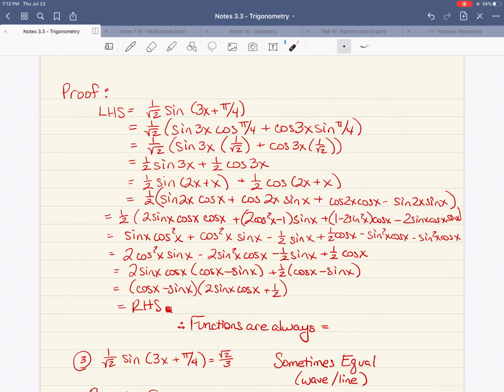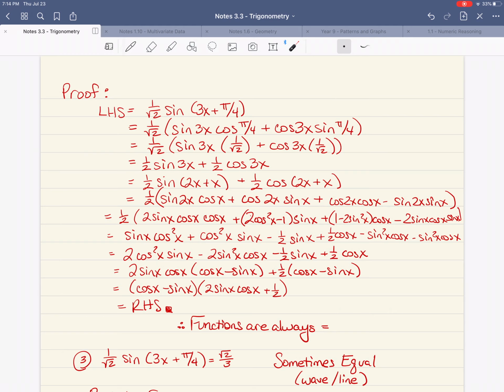Now for the proof. This is a very involved proof. So, as I said in class today, on these problems, always, always, always start with the left-hand side. So take the left-hand side, use the A plus B format. Sine of A plus B is sine A cosine B plus cosine A sine B. Write it out. That's your first step.